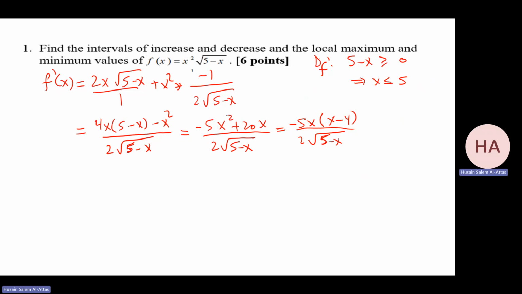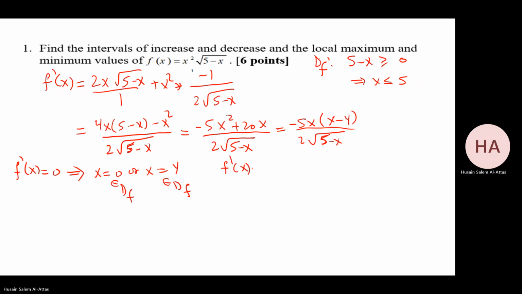Okay. Now, f prime equals 0. I'm getting x equals 0 or x equals 4. Both are in the domain of f. So I'm okay with these two numbers. f prime does not exist at x equals 5, which is also still in the domain of f. Okay, so we'll do the number line. 5 is my border, and I have 0 and 4.